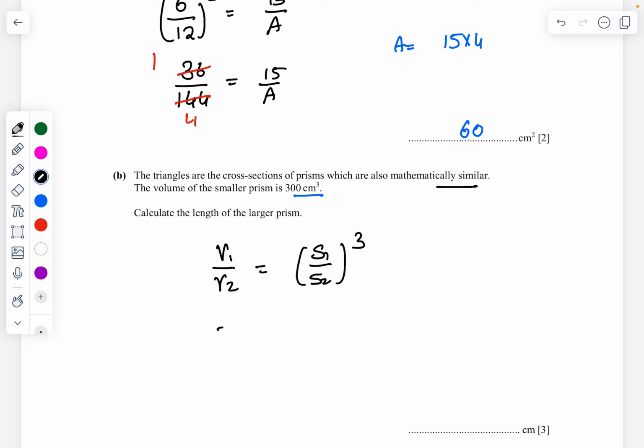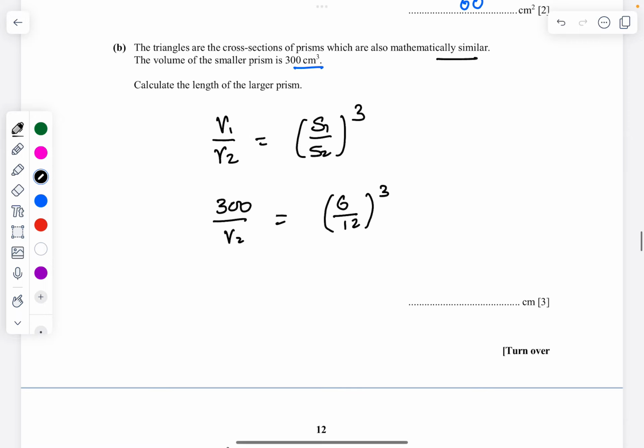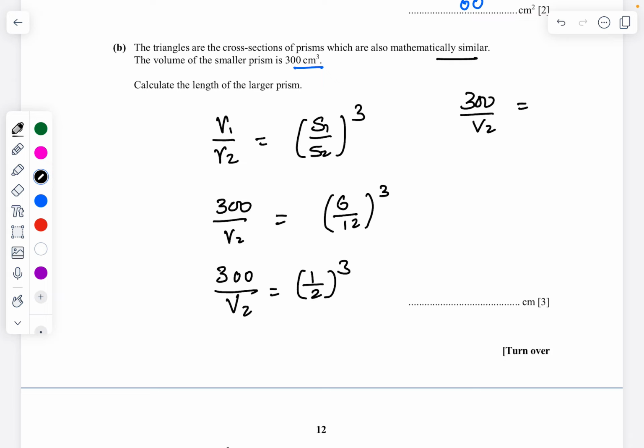Volume of the smaller one is 300. Volume of the bigger one we don't know, equals 6 divided by 12 whole cube. So what do I get from there? 300 divided by volume 2 equals 1 upon 2 whole cube. So 300 by volume 2 equals 1 upon 8.